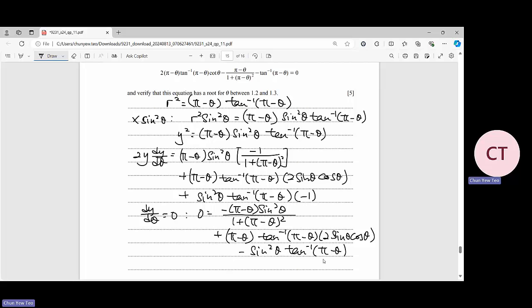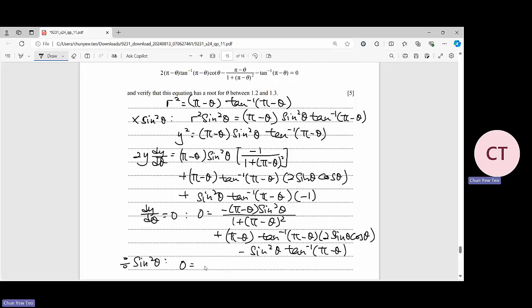So what do they want? They want us to show this equal to 0. You can see this expression has no sine squared, but this expression has sine squared. So we try to divide everyone by sine squared, because I have a sine squared here and a sine squared here. So divide everyone by sine squared.